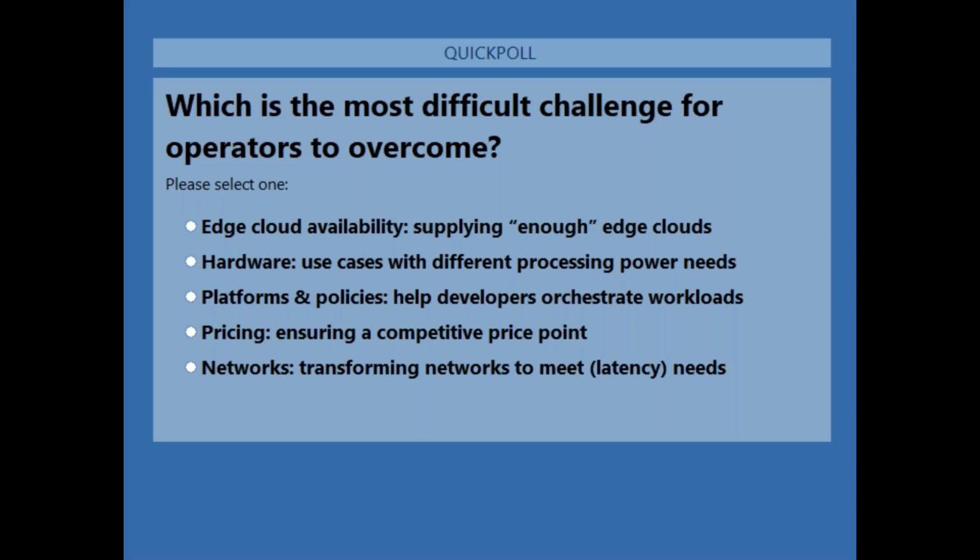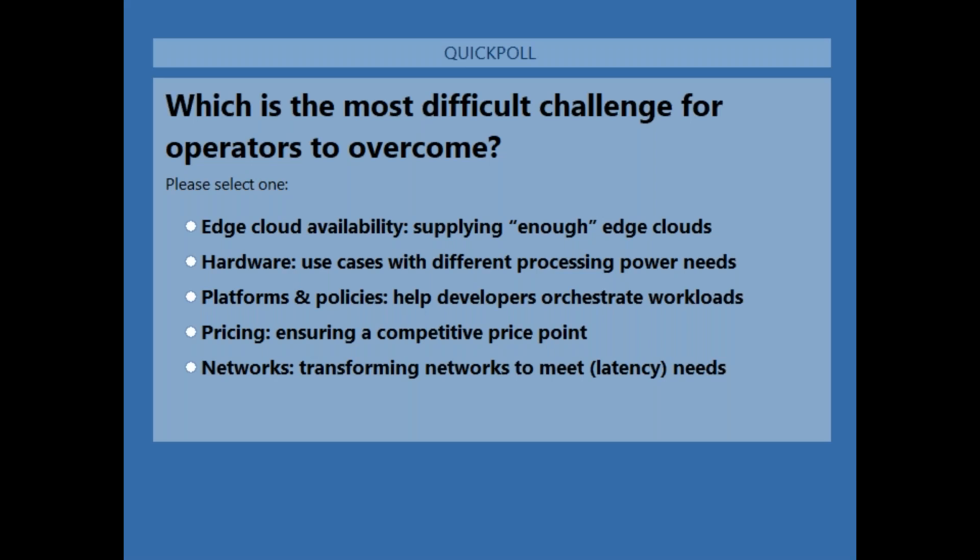So the options are, first, is it around edge cloud availability and making sure that you can supply enough edge cloud and have sufficient capacity so that developers can build applications that really scale within a market or across different markets. The second one is hardware. So to what extent is it easy to meet the demand around different processing power needs and different requirements at the edge infrastructure sites. Third thing, platforms and policies. So can operators provide some of these mechanisms for orchestrating workloads, or can they work with partners to do that in an easy way?